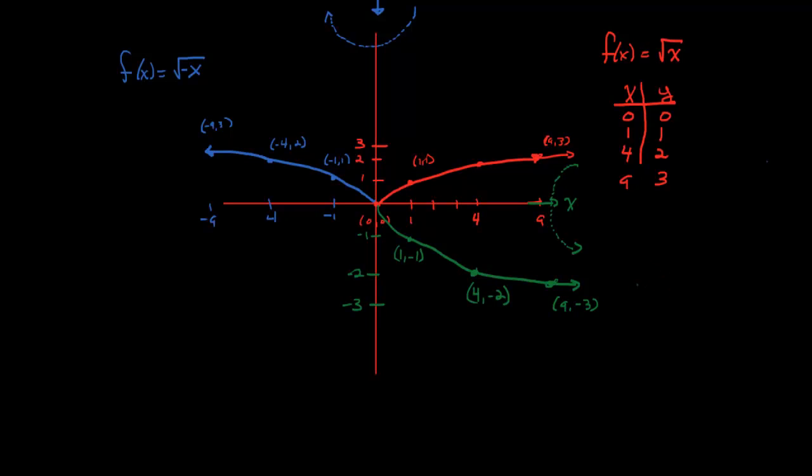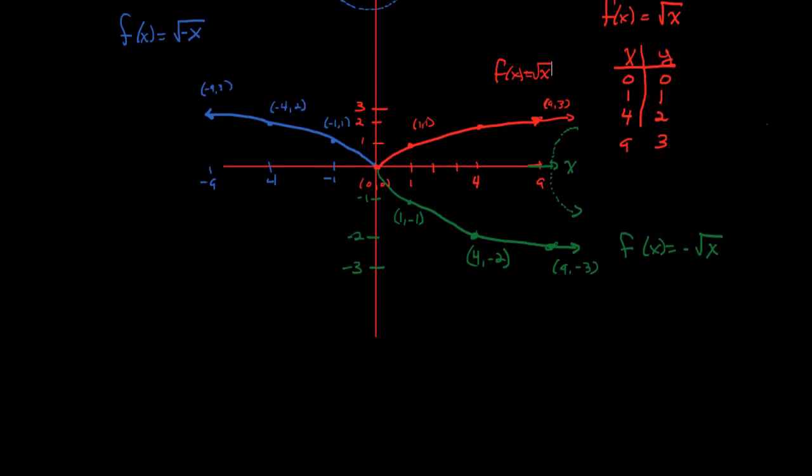And in actuality, the graph of this function, the equation of this function, is going to be f(x) = -√x. So starting with my base function, f(x) = √x, these can be transformed by either flipping or rotating about the x-axis or flipping or rotating about the y-axis. So let's talk about which is going to occur where.